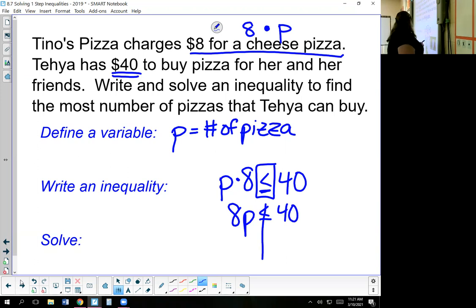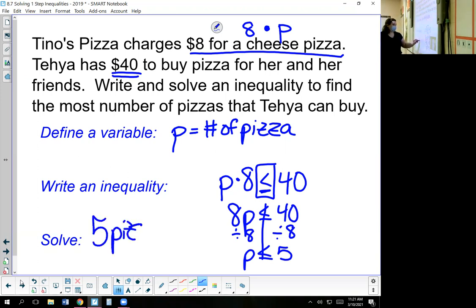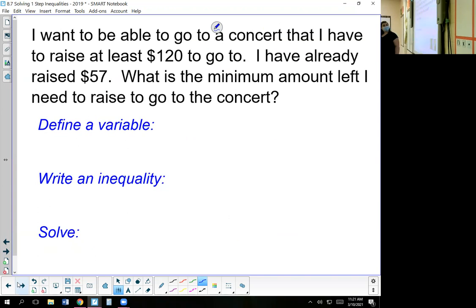So this is 8 times P. So divide by 8, divide by 8. P is less than or equal to 5. So what's the most number of pizzas she can buy? 5 pizzas or less. That's the most she can buy is 5. Same thing here.